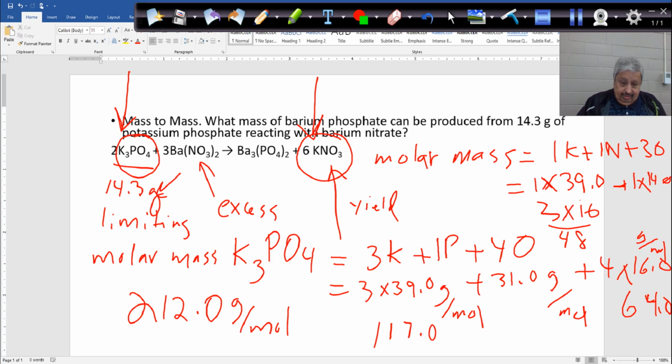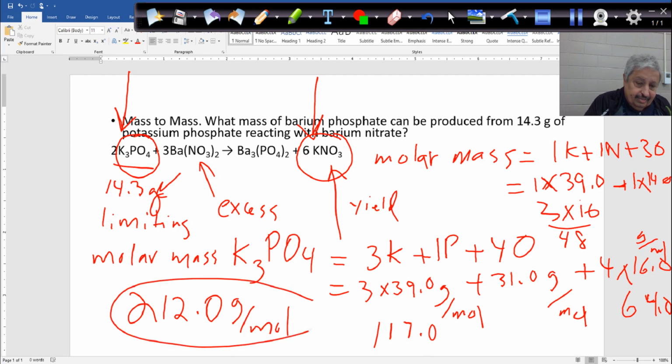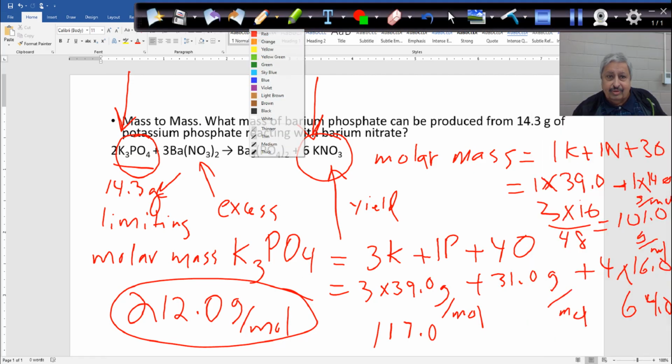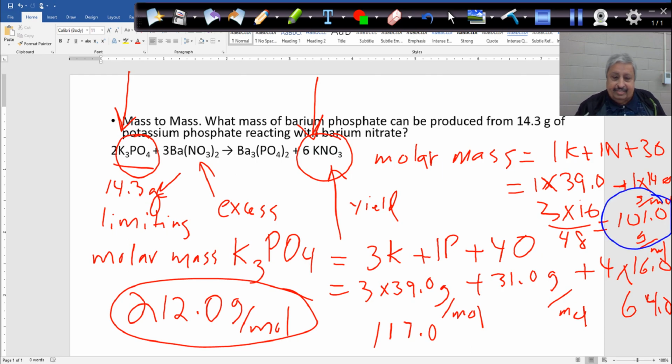So let's see. Everybody has this one here. How much is it? 101? 101 grams per mole. So just double check, because today is Monday, we have to double check that our calculation is correct. Can I take this one out? Everybody has it? So we have 101 here for potassium nitrate and 212 for the potassium phosphate.